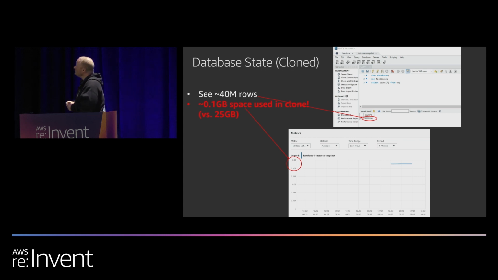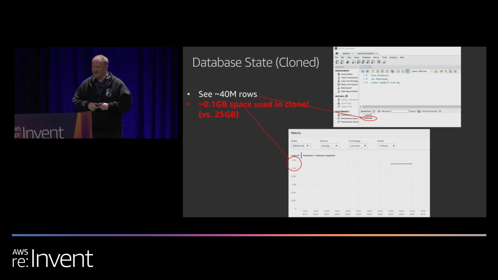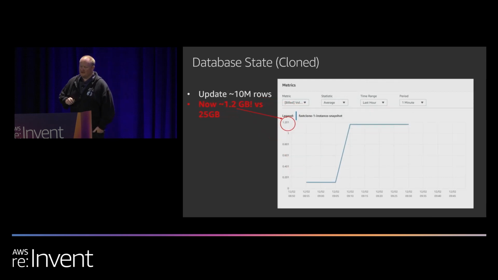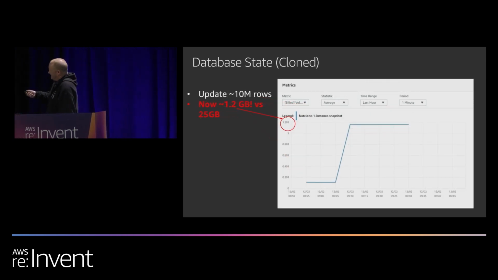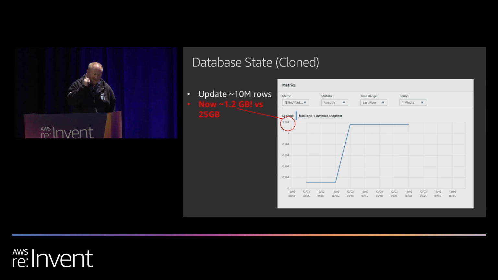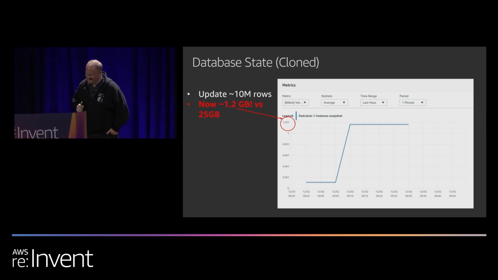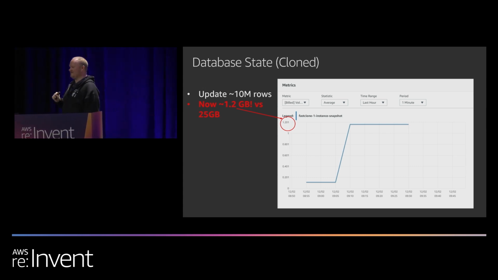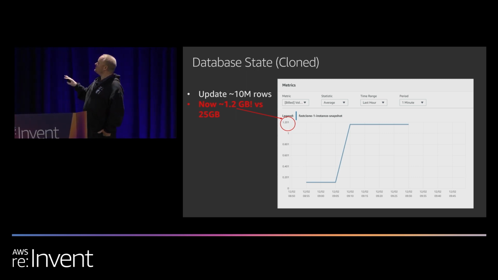But when I look at the CloudWatch metrics for the clone, we can see that the only space being used on the clone is about 100 megabytes. Okay? So then, let's go and update about 10 million rows again. Not exactly 10 million, almost 10 million. I think it was slightly above this time, so that compensates for the 4 rows that were missing before. And now you can see, because we diverged in the replica, the replica now needs to store a little bit more information, so now it's 1.2 gigabytes instead of 100 megabytes.